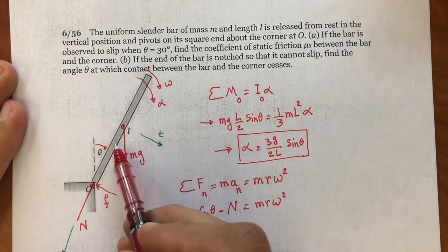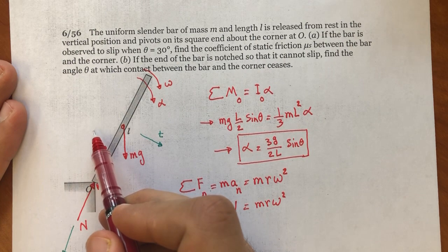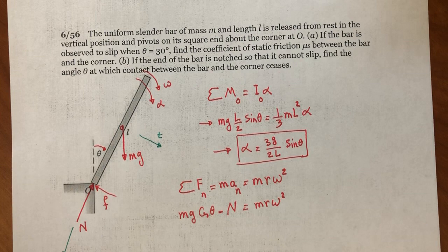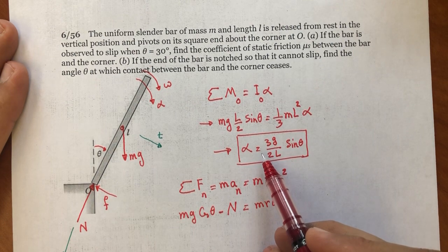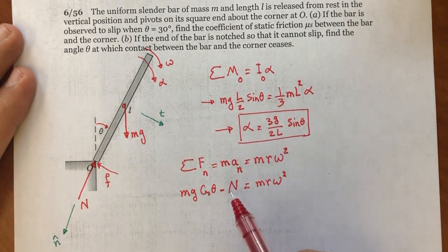But in order to find n, I need omega. I don't know what is omega, right? I only know omega at the beginning is equal to 0. But what is omega when theta is equal to 10 degrees or 15 degrees, 30 degrees? We need to find that. How can I find omega? I have only alpha. Can I find omega from alpha in terms of theta?